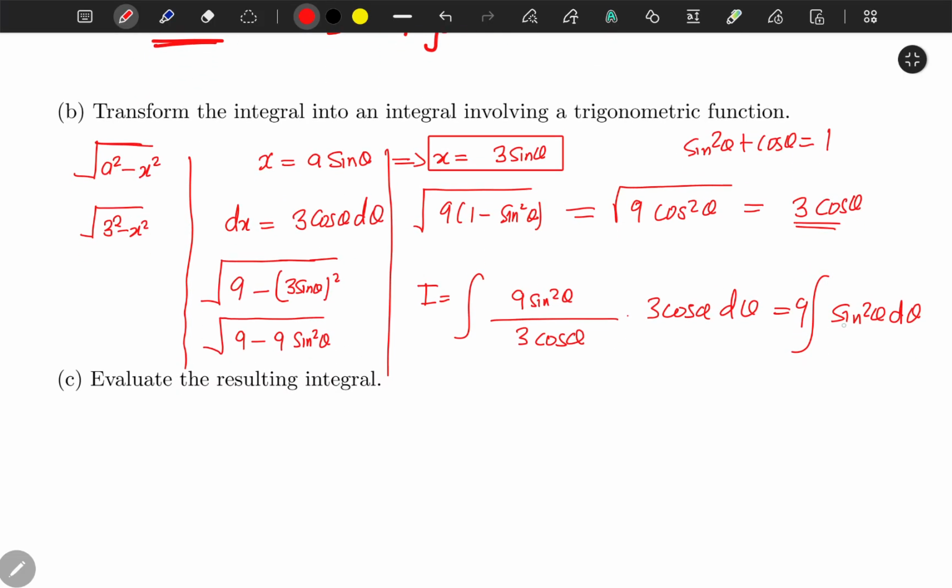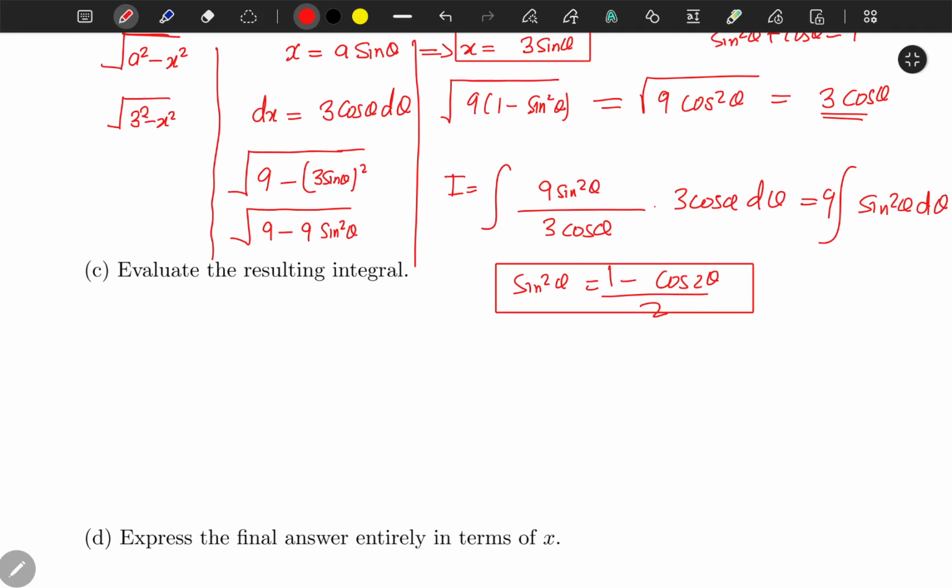Now, of course, we know the identity. We can use the half angle identity here. Again, we are back to half angle identities there. It's very important. So the half angle identity for sine squared theta is what? It's 1 minus cos 2 theta over 2. You go back to trigonometric identities. Very important. We cannot just substitute there.